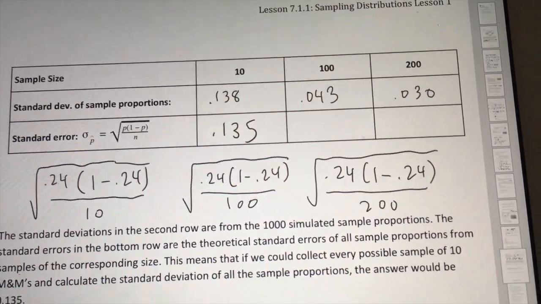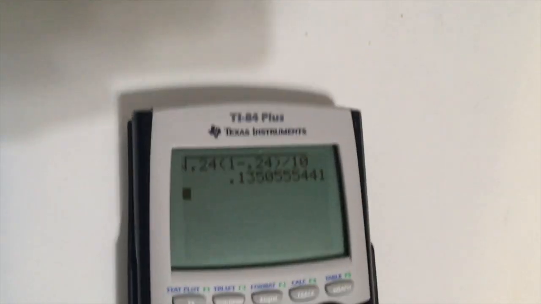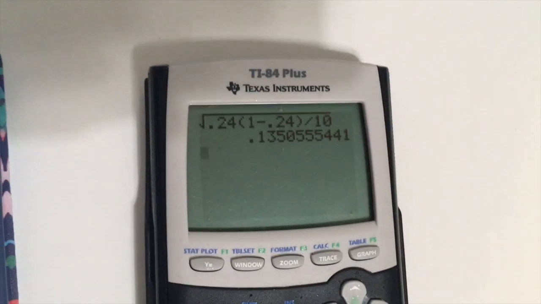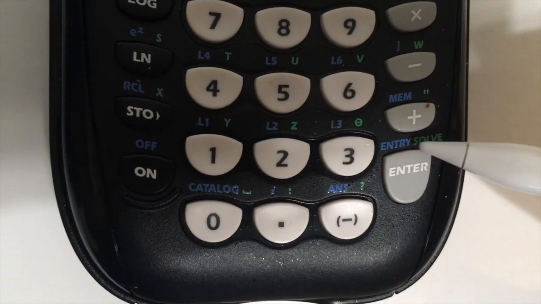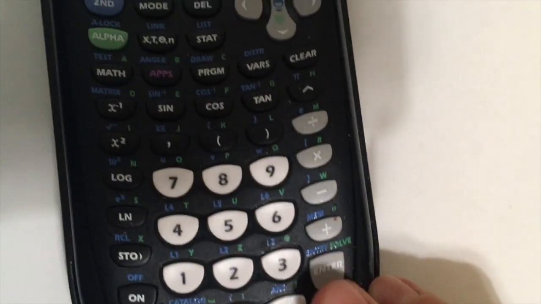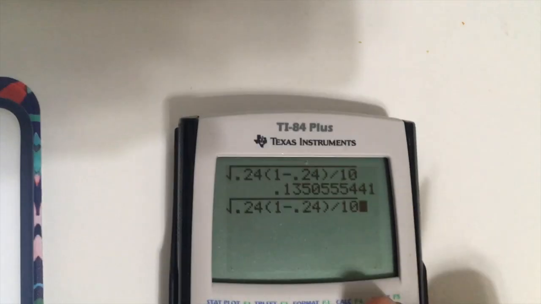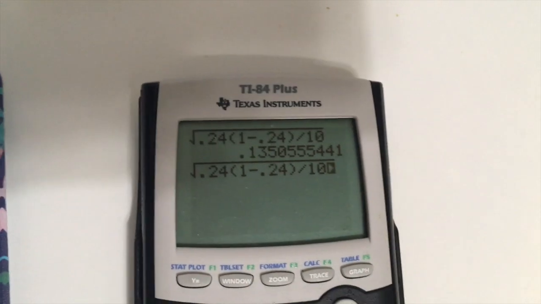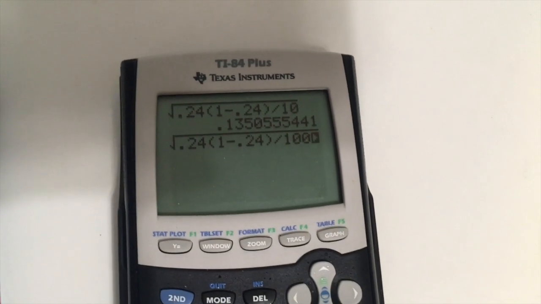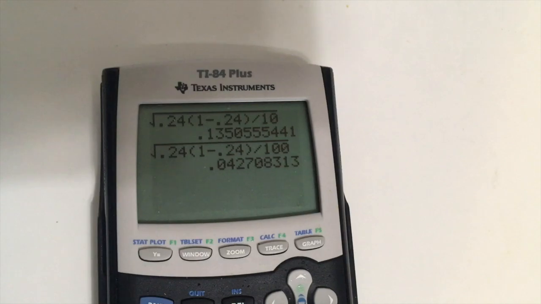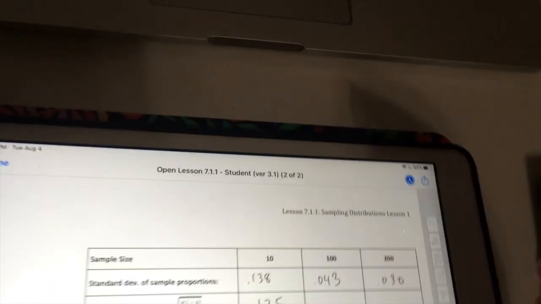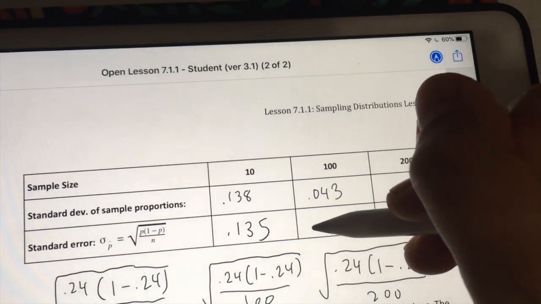Next one, I need to change that bottom to 100. I'll give you guys a little trick. If you ever want to repeat something and then just change a little thing there, you can type it all over again, or you can do second entry down here. See above the enter is the blue word entry. So I'm going to do second and then entry, and it repeats it, except I'm now going to go back in and make it 100 instead. So if I hit enter on that, you'll notice I get 0.043. I'm going to round it to a 3. 0.043. So coming back here, 0.043.